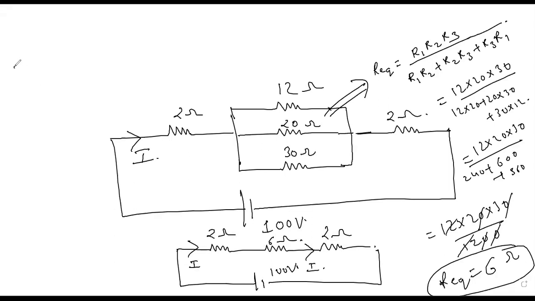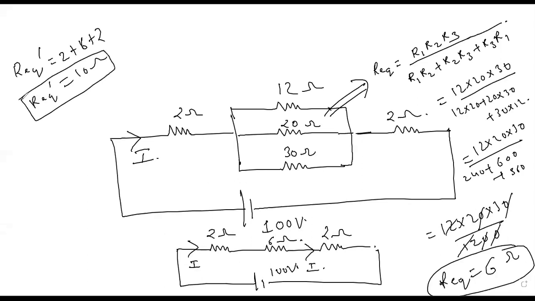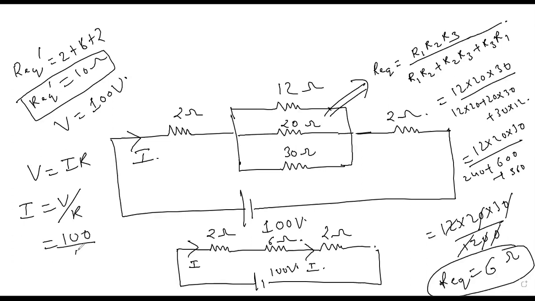So R equivalent dash, now I'm trying to find, is nothing but 2 plus 6 plus 2. So this is 10 ohms. This is the overall equivalent resistance of this circuit, and voltage overall is given as 100 volt. So V is equal to IR. So I will be V by R, equal to 100 by 10. So I total is 10 amps.